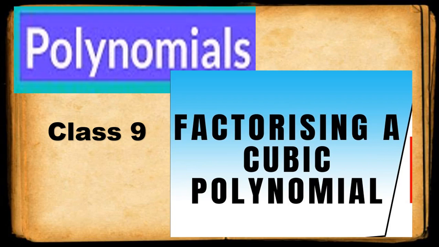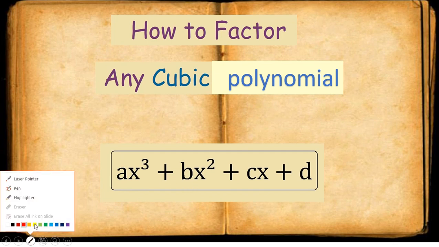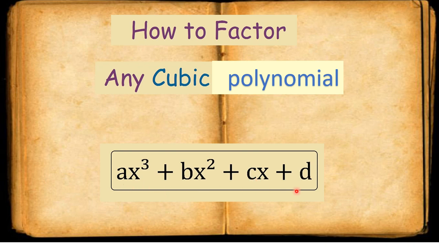Hello students, in today's session we are going to learn factorization of a cubic polynomial for class 9th, chapter number 2, polynomials. So let's talk about the factorization of a cubic polynomial. As we know, the cubic polynomial has the form ax cube plus bx square plus cx plus d. So this is the form of a cubic polynomial. So how to factorize any cubic polynomial? Let's find it out.